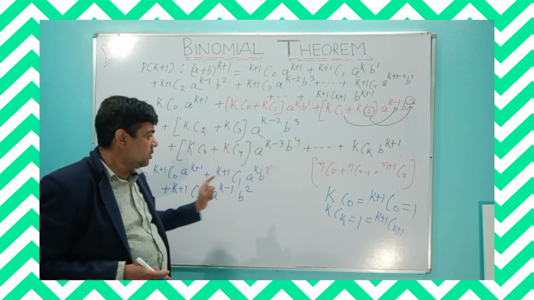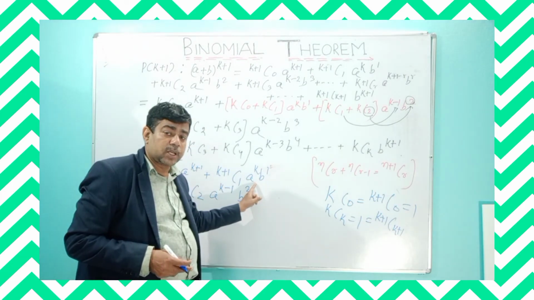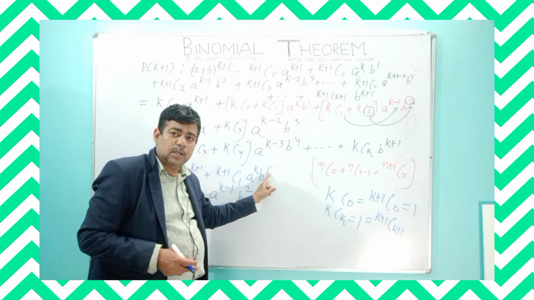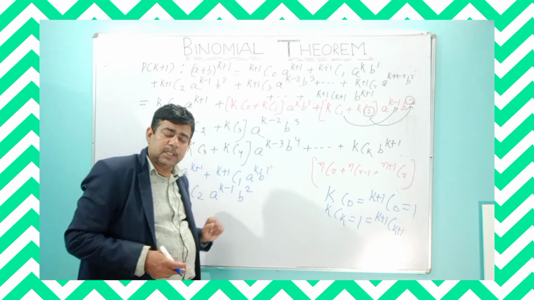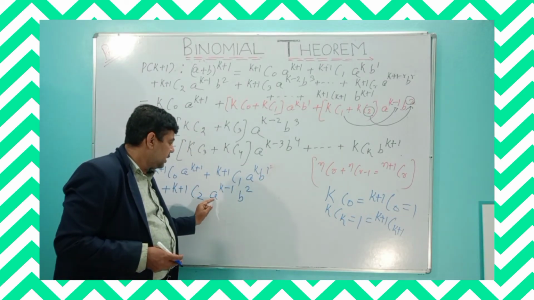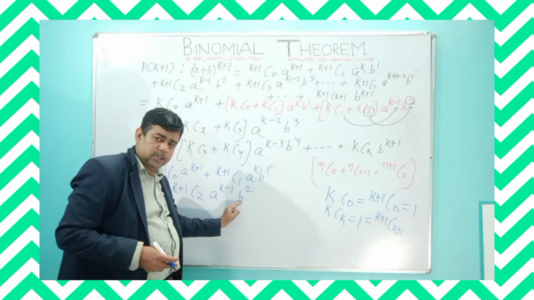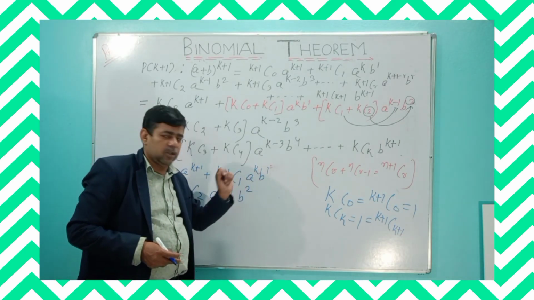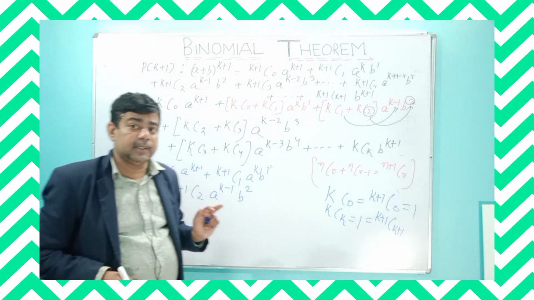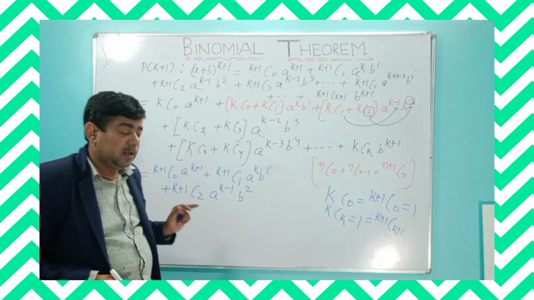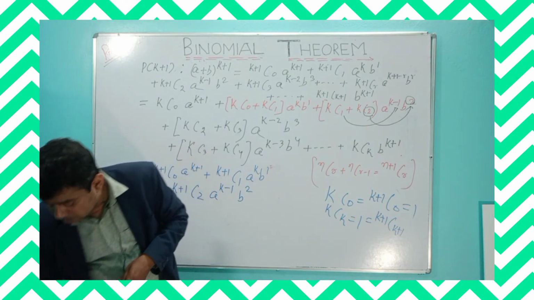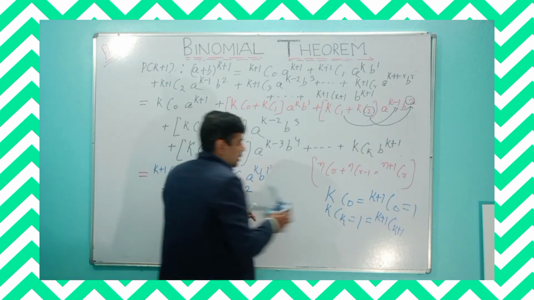In every case you will see the degree of every term is constant. You will see the power of A is K, here the power of B is 1. So what is the degree? K plus 1. Similarly, the power of A is K minus 1. Here the power of B is what? 2. So K minus 1 plus 2 is also K plus 1. So this is also maintained. This is one of the important factors of the binomial theorem. The degree of every term is always constant, right?